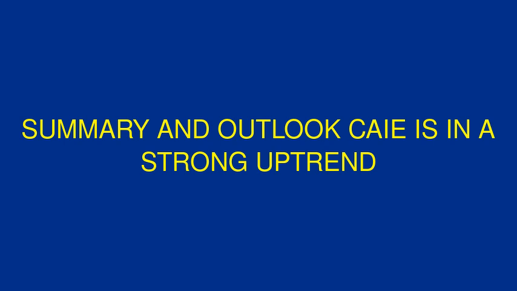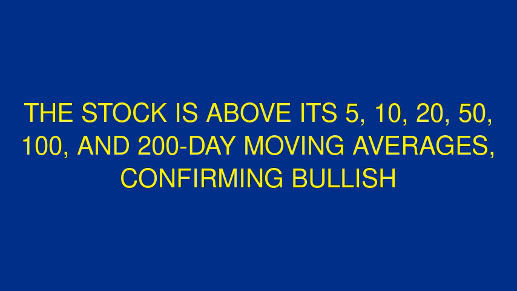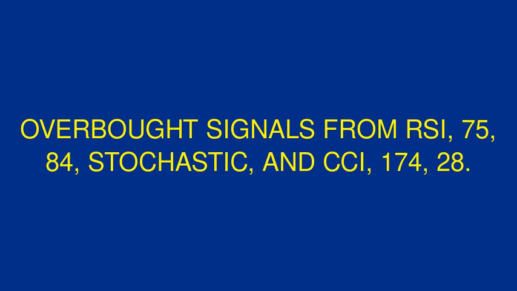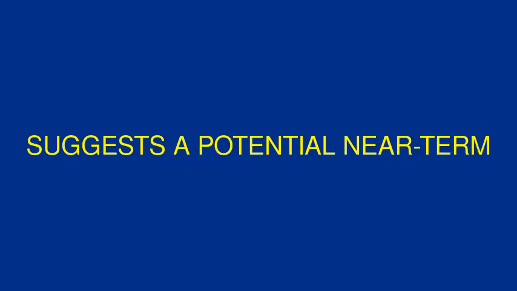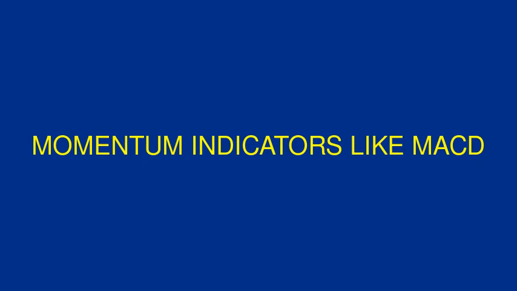Summary and outlook: CARE is in a strong uptrend across all timeframes, having risen from 14.35 in early April to 18.25, with a recent high of 18.43. The stock is above its 5, 10, 20, 50, 100, and 200-day moving averages, confirming bullish momentum. However, its position above the Bollinger Band's upper band at 18.1, combined with overbought signals from RSI 75.84, stochastic, and CCI 174.28, suggests a potential near-term pullback to the middle band at 16.95 or PSAR support at 17.07.